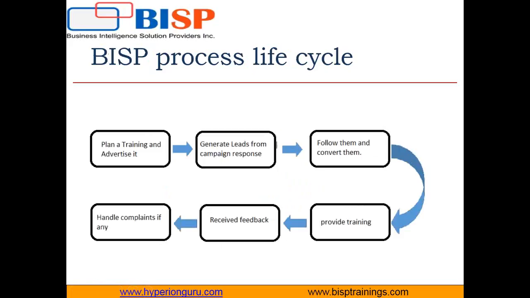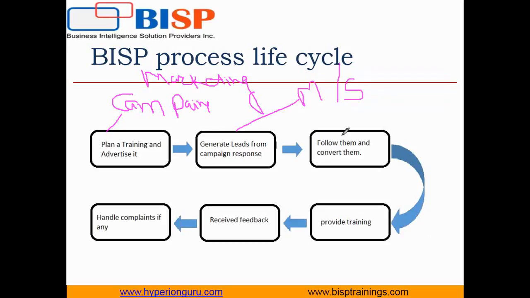First of all, we used to plan a training and start advertising it. This process comes under campaign because we are talking about advertising, and a campaign comes under the marketing process. So we used to market our training. We advertise the training, and once the campaign is launched, we get responses from our clients, from the candidates, and based on those responses we generate leads. These leads can be controlled by both the marketing and sales teams.